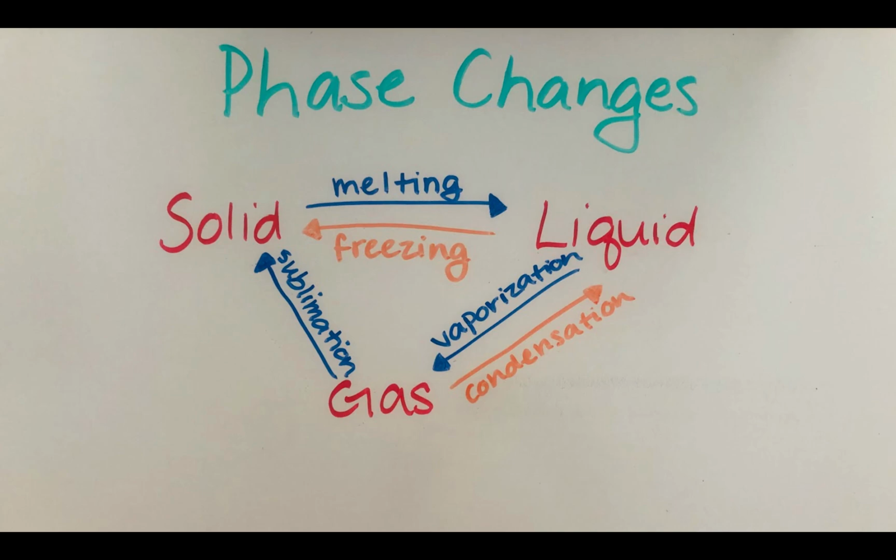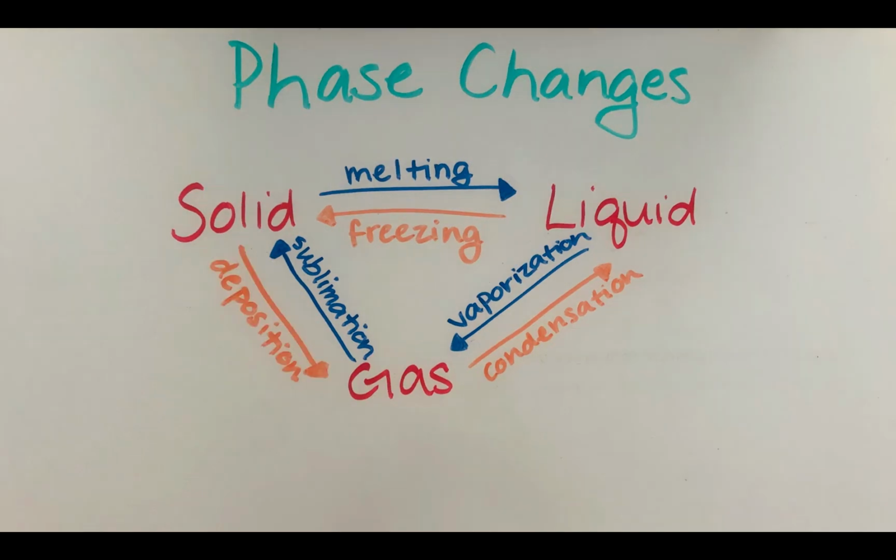To go from solid to gas, you use sublimation. An example is dry ice. Dry ice is solid carbon dioxide, and at room temperature and pressure, it sublimates into carbon dioxide vapor. To go back from gas to solid, you use deposition. Water vapor transforms directly into ice without becoming a liquid, a process that often occurs on windows during the winter months.